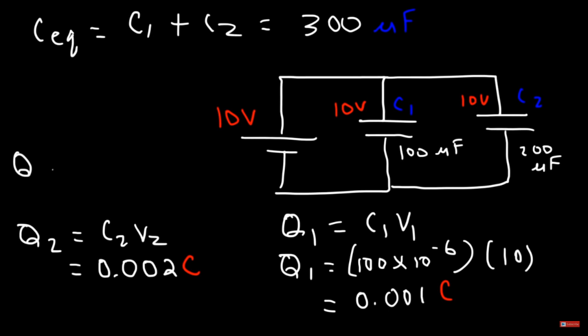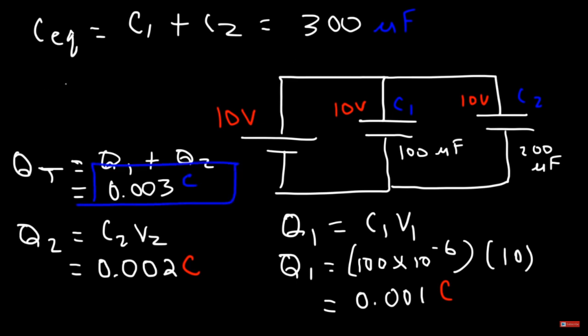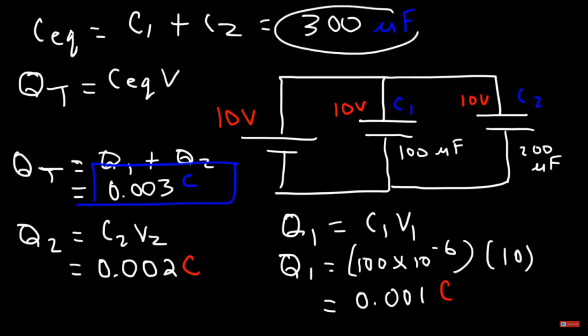The total charge stored in this network is basically Q1 plus Q2. So it's 0.001 plus 0.002. So it's 0.003 coulombs. You can also find the total charge by taking the equivalent capacitance and multiplying it by the voltage. So 300 times 10 to the minus 6 multiplied by 10 will also give you 0.003. So that's another thing to do.